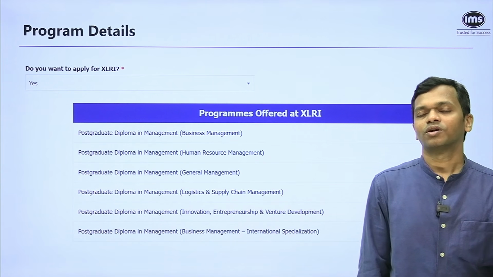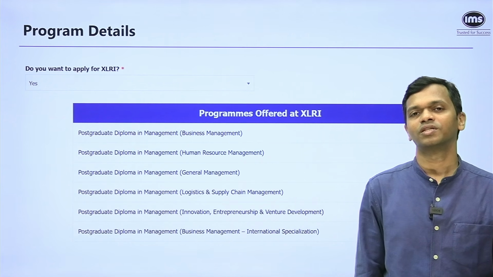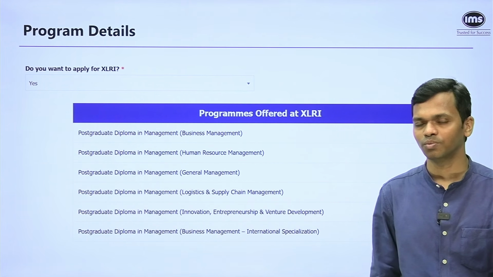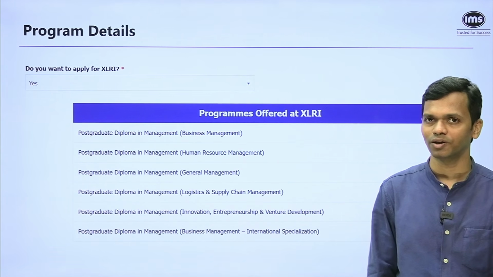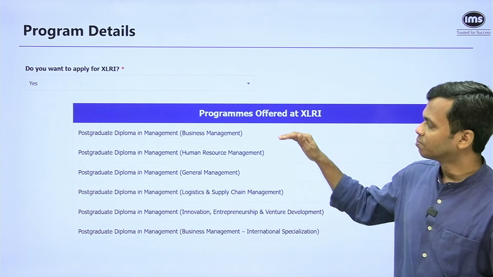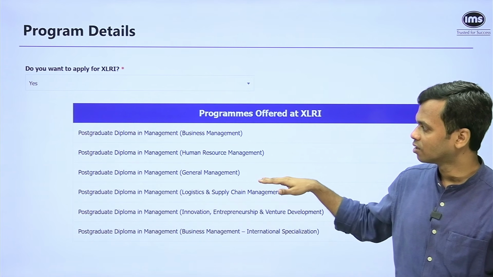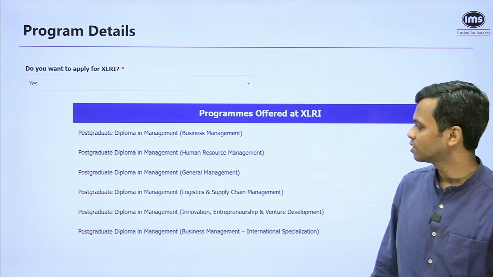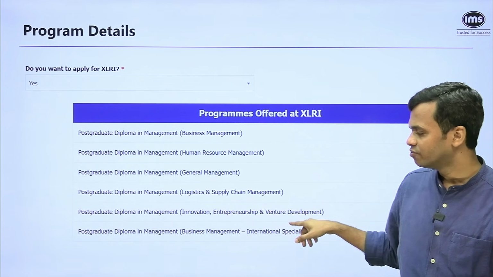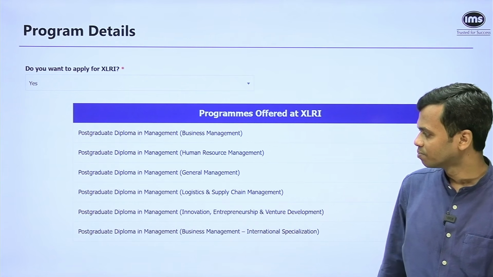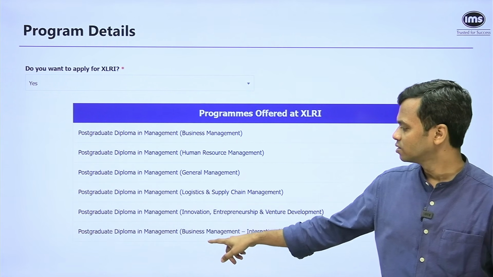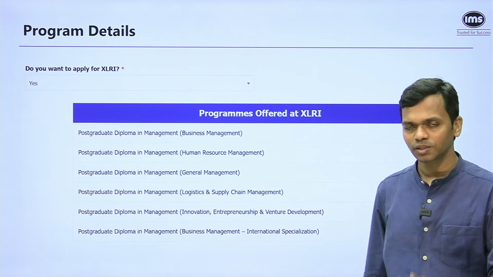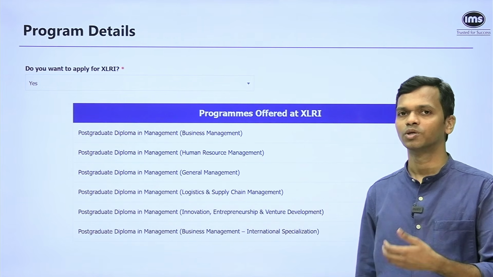Now comes possibly the most important section of the whole thing, which is program details. Unlike last year where you had 5 total programs, now you have 6 programs that you can apply for. What are the 6 programs? The PGDM BM, PGDM HRM, PGDM in General Management, then PGDM Logistics and Supply Chain Management, then PGDM IEV, which they call Innovation, Entrepreneurship and Venture Development. And the latest addition is the PGDM Business Management International Specialization track. I'll explain all these programs to you so you know which one to enter.